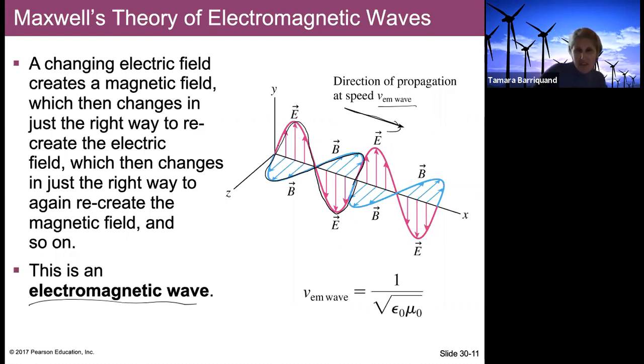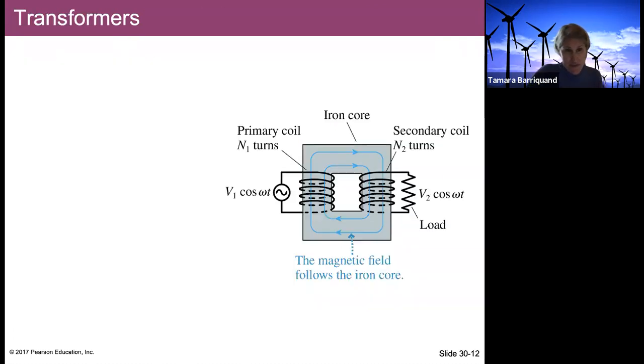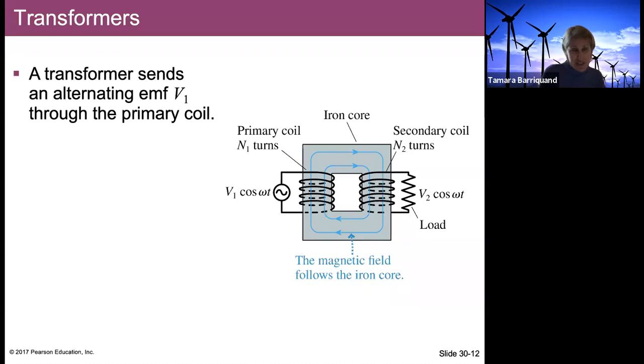Let's look at one of the examples of Faraday's law. We already talked a little bit about generators. That's an example of Faraday's law. Now let's look at transformers. Transformers work by having an alternating current. I'm sorry, an alternating EMF. So we have an alternating EMF.